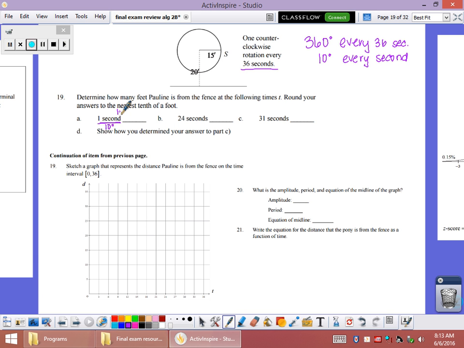So I'm going to do 15 sine of 10 degrees, and then I'm going to add 20 to it. And do you remember from the last slide why we add 20 to it? Yeah, it's because that's the distance from S to the fence. So when she's gone 10 degrees, which is a little baby angle like that, that's in 1 second. When she's gone 10 degrees there, we can figure out this distance, and then I add 20 to it. So this becomes just enter it into your calculator, make sure you're in degree mode. And I got 22.6, again, round to the nearest tenth of a foot. So I got 22.6 feet.